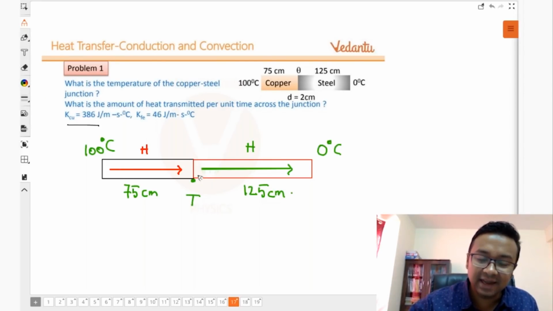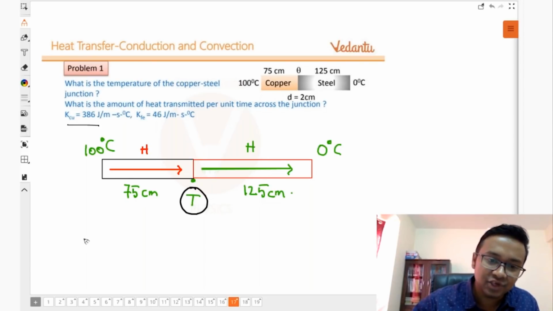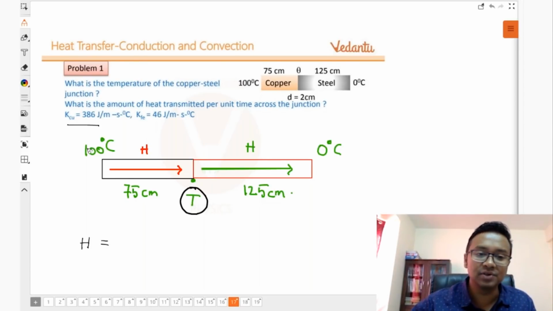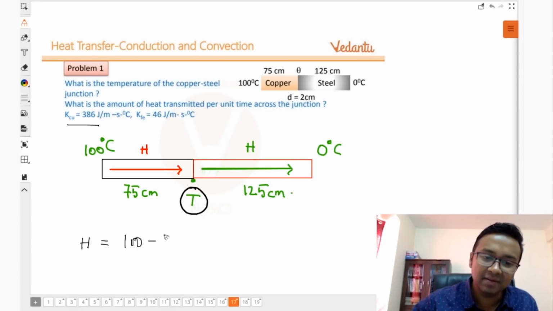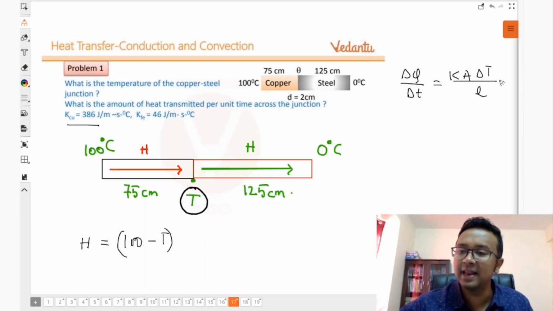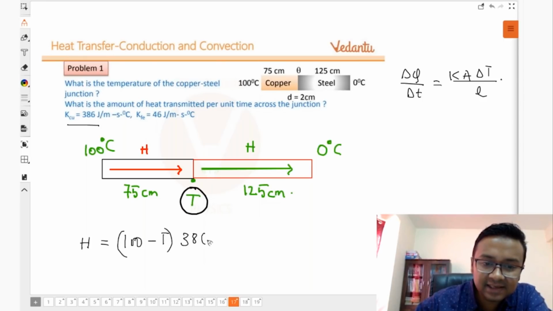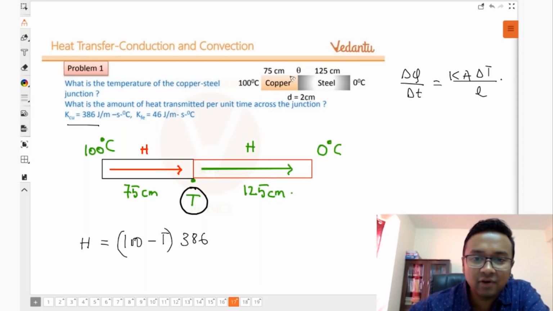What is it? The temperature at the junction, let it be T. So we are going to get H equals 100 minus T into the conductivity, because we know the formula is delta Q by delta T, that is, H is equal to K A delta T upon L. Clear? So delta T we have defined, K is equal to 386, into the area of cross section.